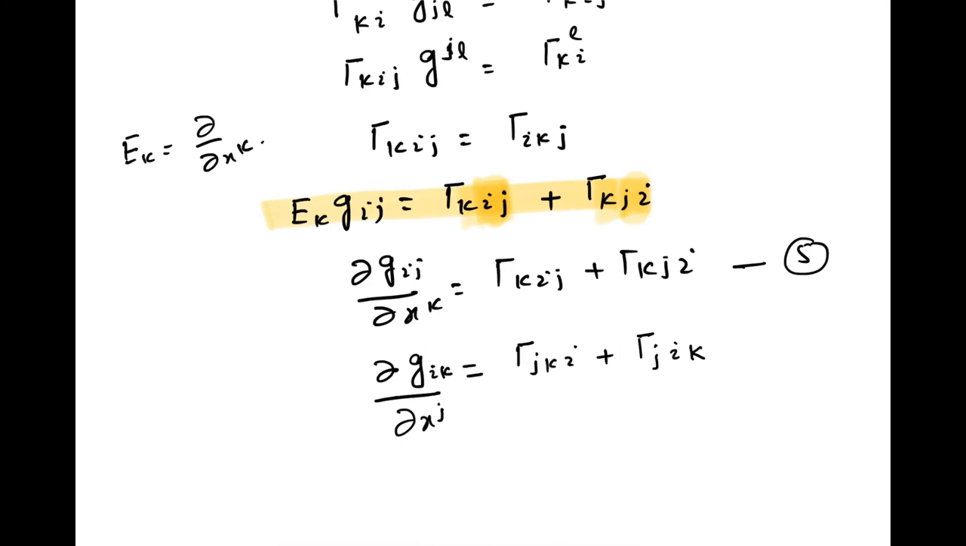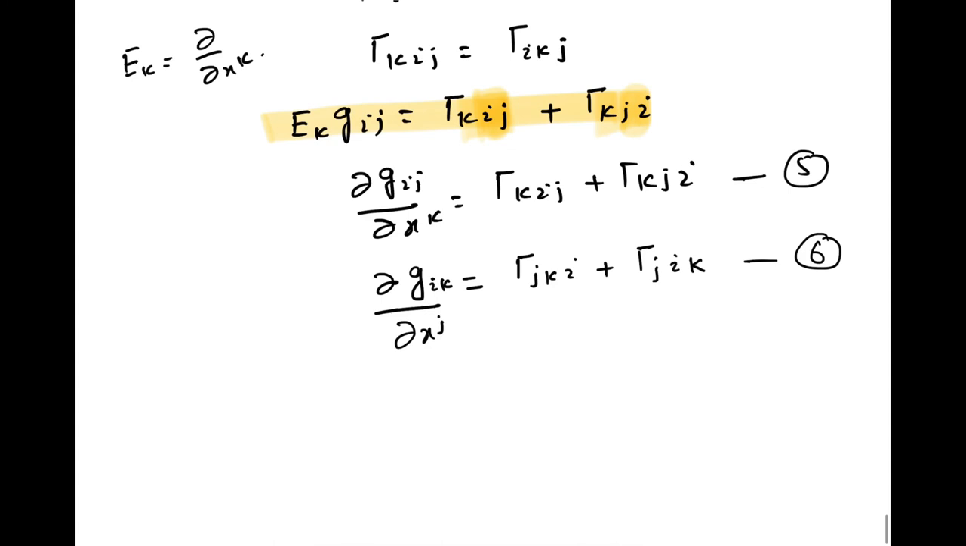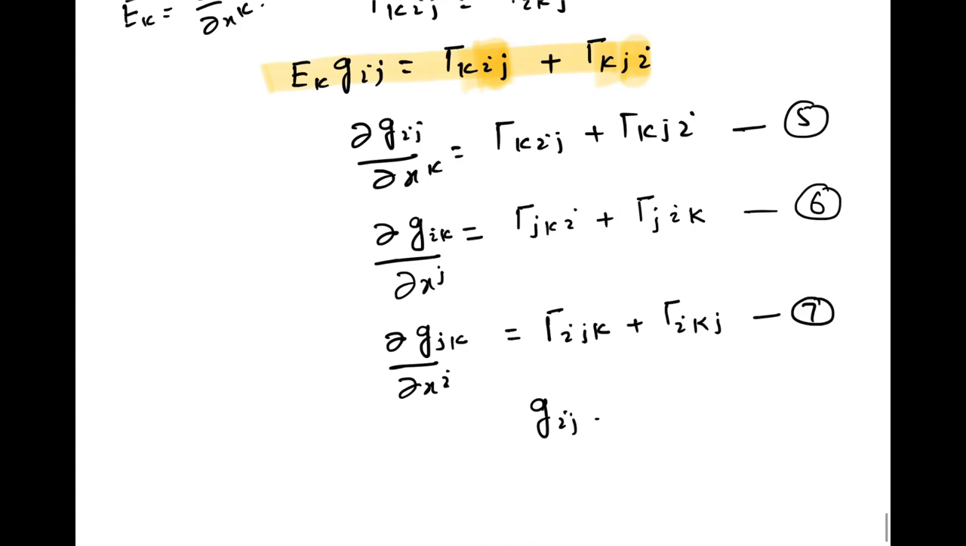Let me call this equation 6. Again I do this permutation of the indices, and this will become i j k. Here the first one will be as it is, and the last two will be switched, and then this will become partial g, partial x i. You have to take the derivative with respect to the first index, and we have j k here. Remember that g i j, because it is a symmetric matrix, is the same as g j i. And the Christoffel symbol is actually symmetric only in the first index.